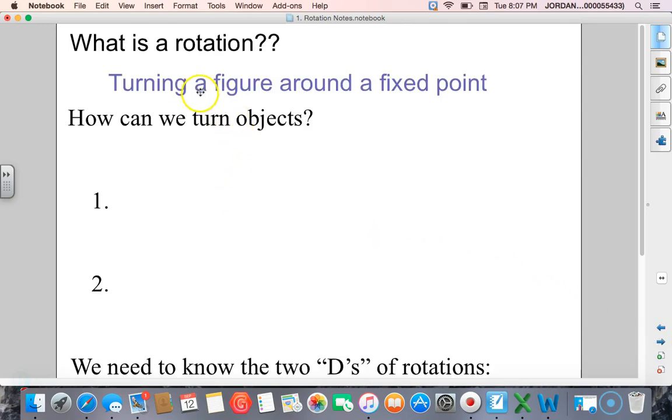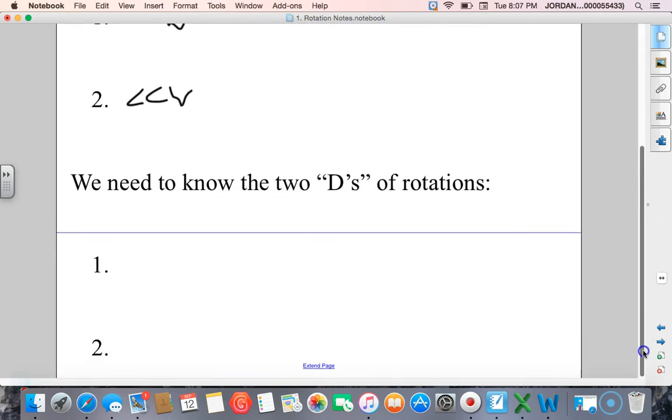Rotation, again, is turning a figure around a fixed point. There are two ways we talked about turning objects: clockwise and counterclockwise. Those are the two directions. When we're doing rotations, you have to understand the two D's of rotations: one is the direction, which is clockwise or counterclockwise, and the second is the degree. So not just which way we are turning it, but how much we are turning it.